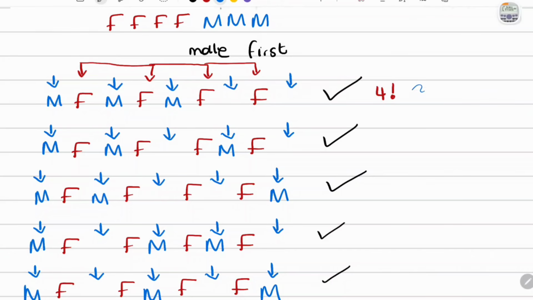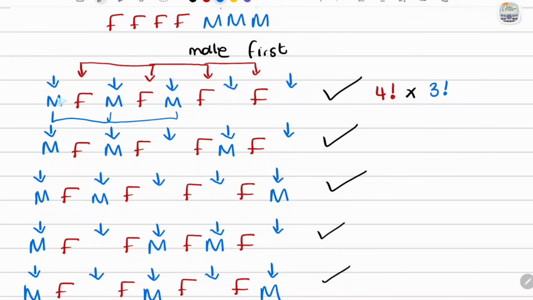Then we can also do the same for the males. So we'll say multiply by, and let's look at the males. The males as well, they've also been put in a group-like pattern. So a male must be first, a male must be third, and a male must be fifth. Because of that, we can also go ahead and say that that's going to be 3 factorial.